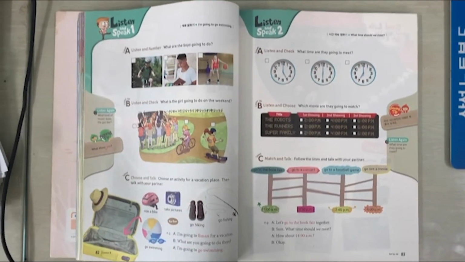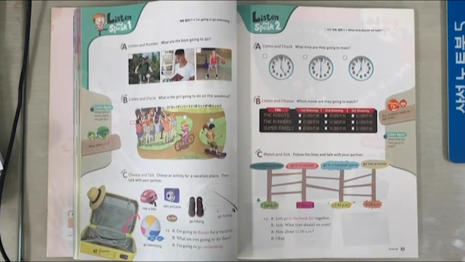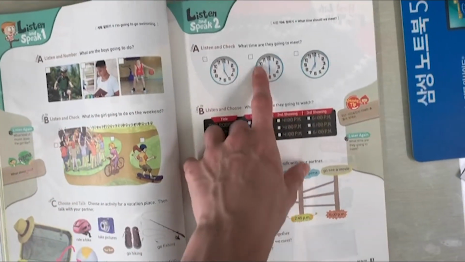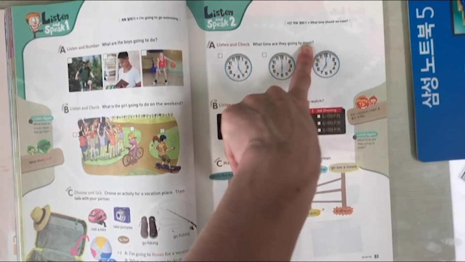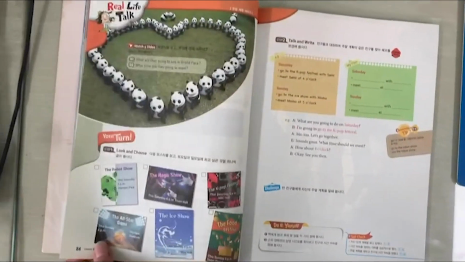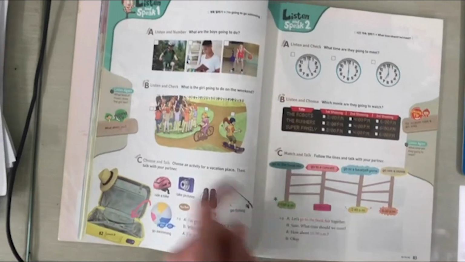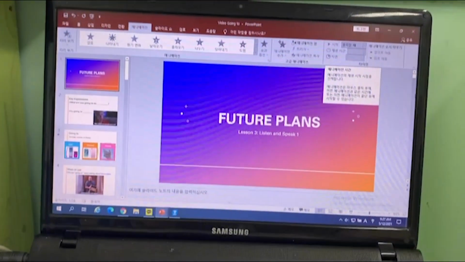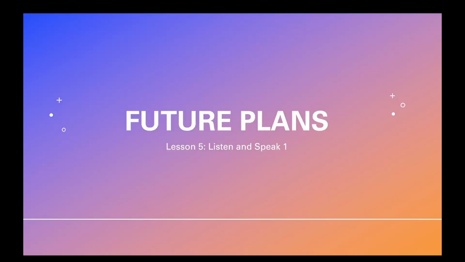Each one has its own key expression. So you can see here it's going to, and then here is when are we going to meet. And then the third one is just putting the 2 together. So let's look at listen and speak 1, going to. So this is my lesson plan. Okay, so here is the lesson plan. Lesson 5, listen and speak 1.